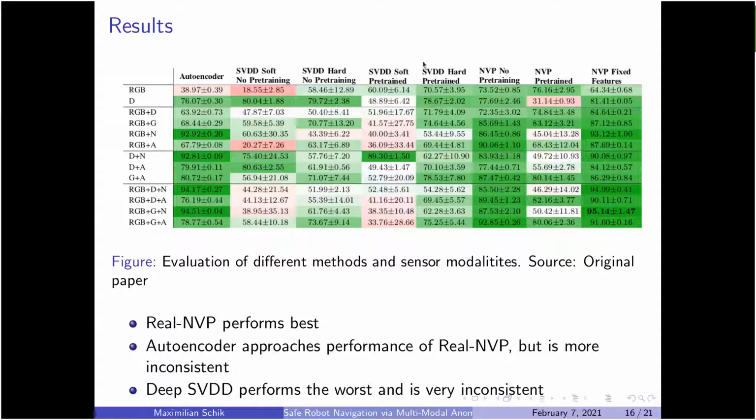The deep SPD performs the worst, and is highly inconsistent. For example, the depth and the normal vectors perform better than anything else in this model.